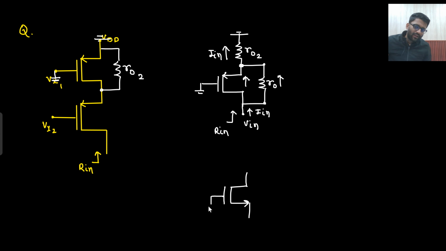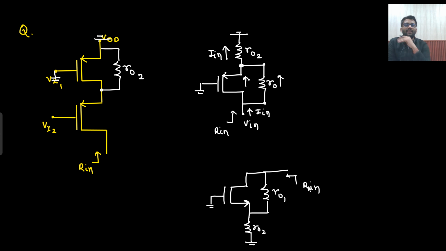Gate is grounded. Between these two, R0 is connected. From where am I looking? From the drain I am looking. Source is connected to R02, and that is connected to ground. What kind of circuit is that? Do you remember the result?